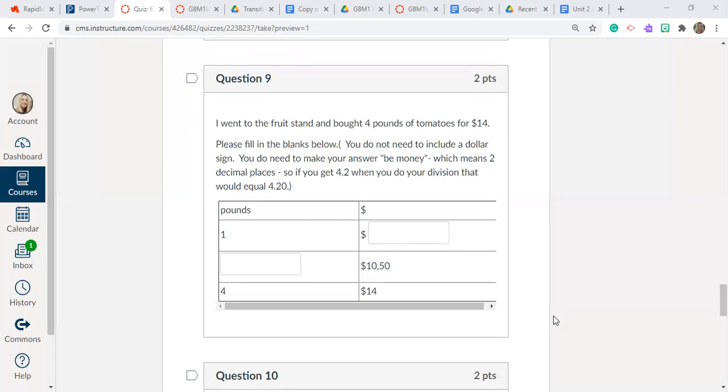Question number 9. Again, you're going to have to draw this table in your notebook. I went to the fruit stand and I bought 4 pounds of tomatoes for $14. Please fill in the blanks below. You do not need to include a dollar sign, but you do need to make your answer be money, which means 2 decimal places. So for example, if you get 4.2 when you do your division, that means $4.20.